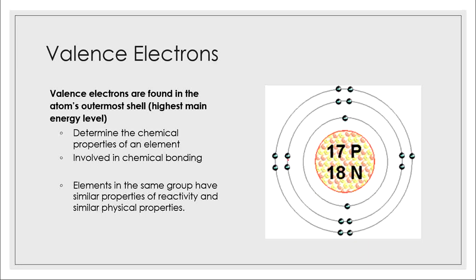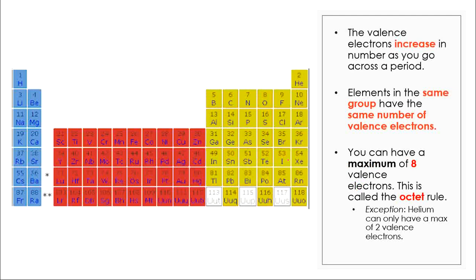And as we learned before, elements in the same group have similar chemical and physical properties, and it is due to these valence electrons. So remember that this unit is all about patterns and it's all about trends. Valence electrons is the same thing. The valence electrons increase in number as you go across a period. Elements in the same group have the same number of valence electrons. You can have a maximum of 8 valence electrons. This is called the octet rule.